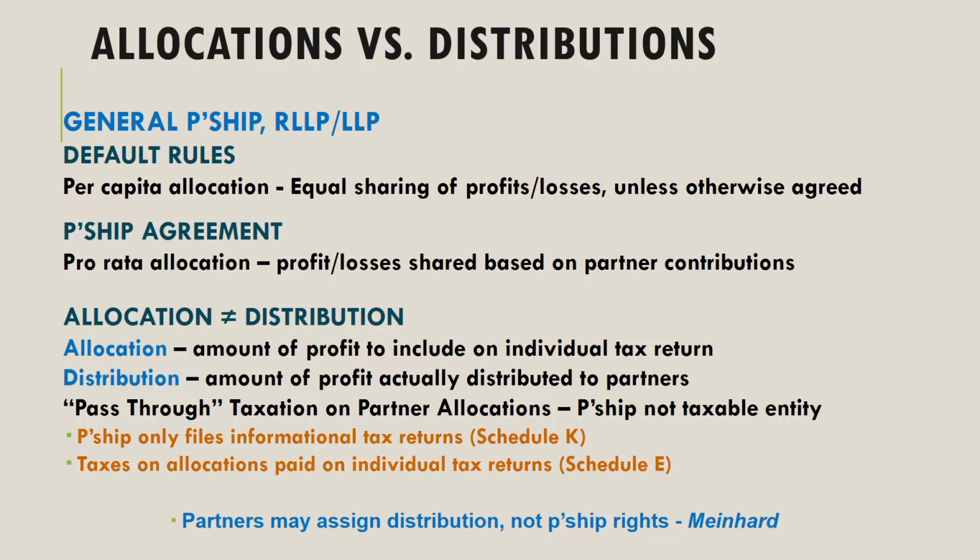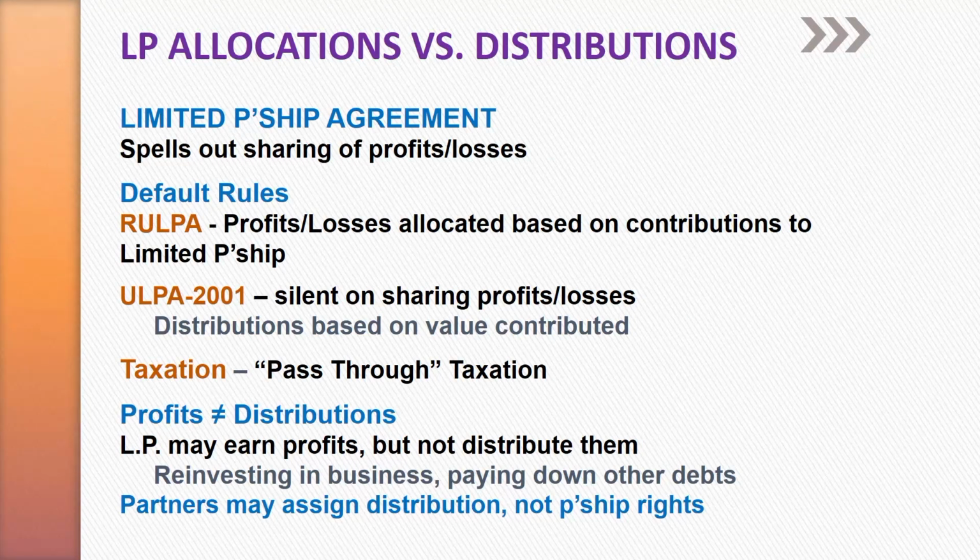Member in Meinhard, he was able to assign his distribution rights, that is, what would be given to him in cash at the end of a given year, but you in general cannot assign your partnership rights. So you can't all of a sudden say, I'm tired of being a partner, I'm going to hand it over to Shay now. No, the idea is I could hand over the money I'm getting annually to Shay, just as Meinhard did to his wife, but generally not your partnership voting, governance, or management rights, okay? So keep that in mind, allocations versus distributions.